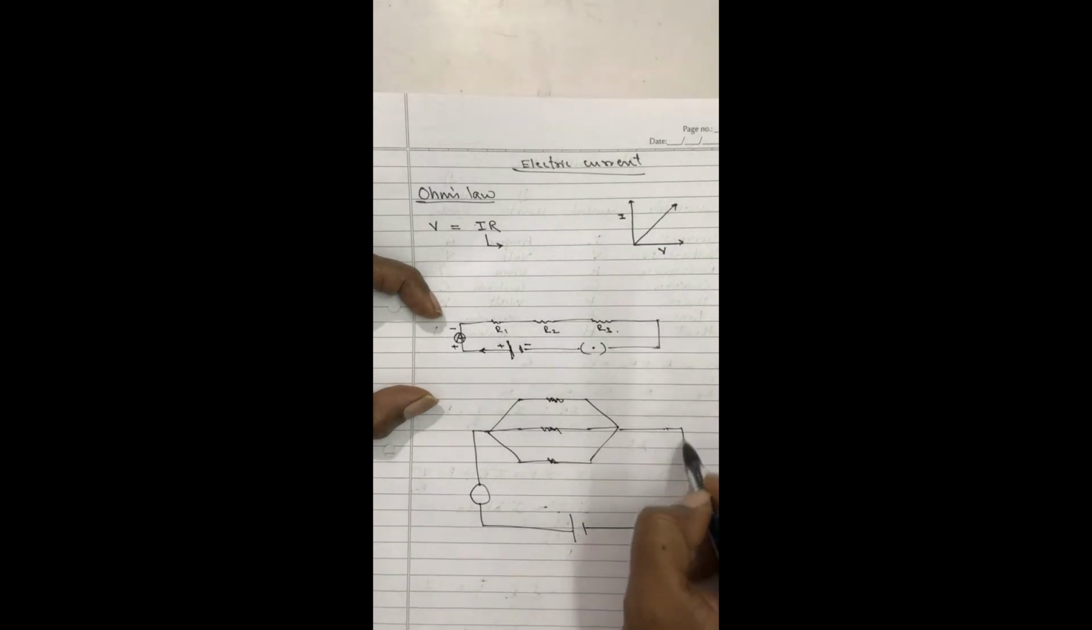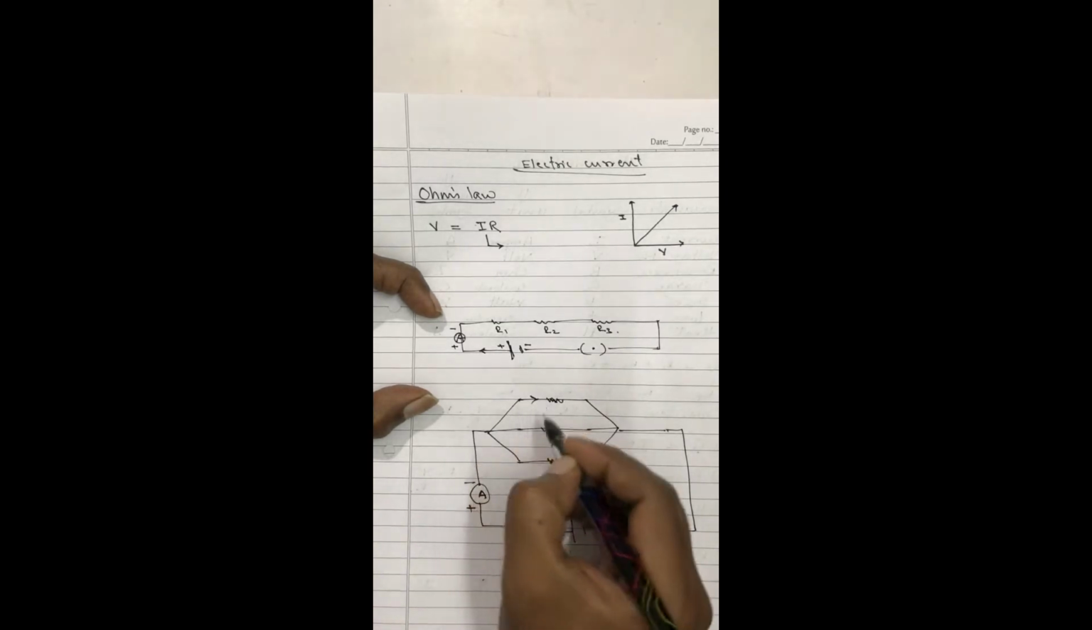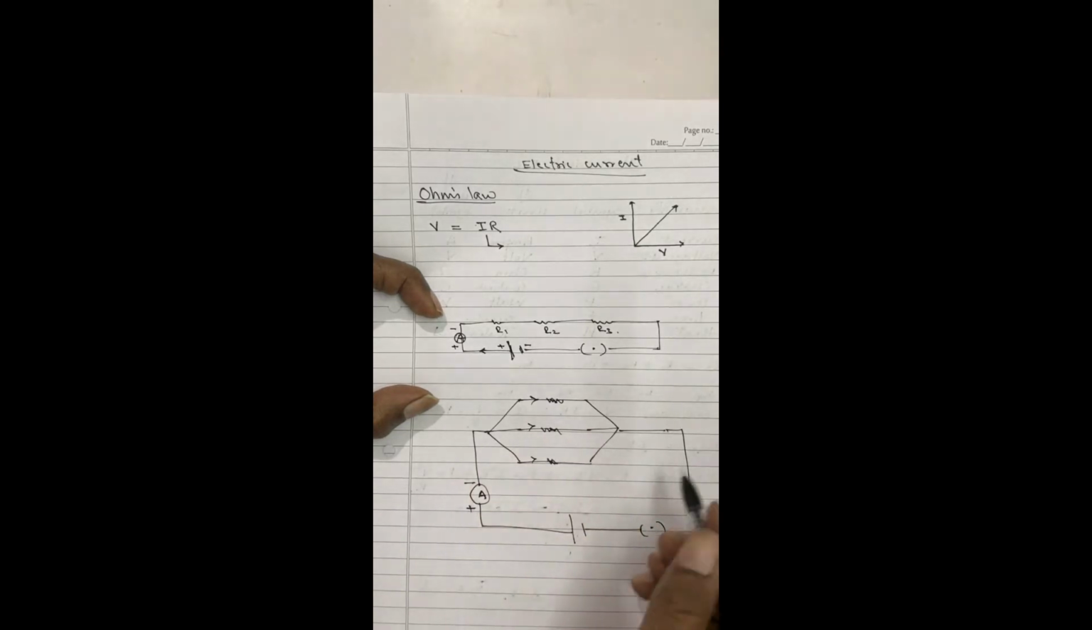And here also, remember, an ammeter is always connected in series. This is the ammeter, which shows current, and it is always connected in series. That is what you have to remember. And a voltmeter is always connected in parallel. This is one major difference between an ammeter and a voltmeter.